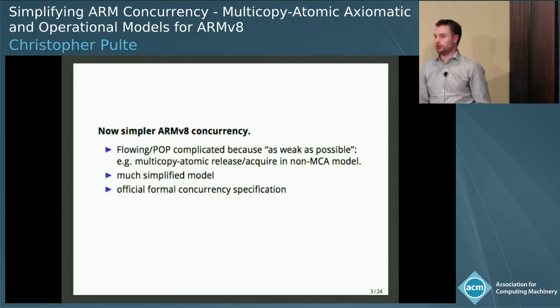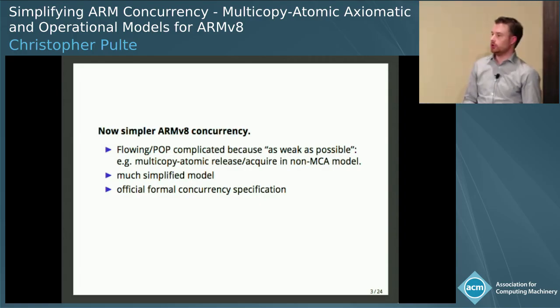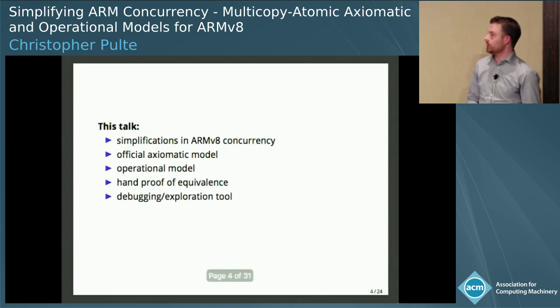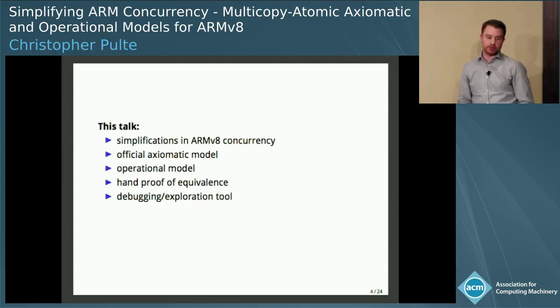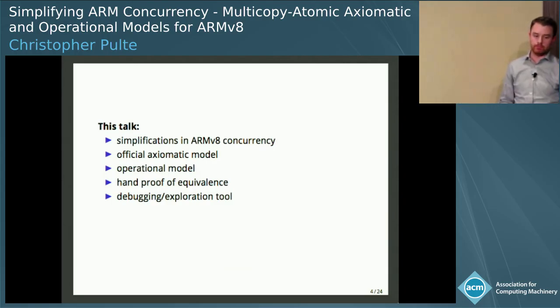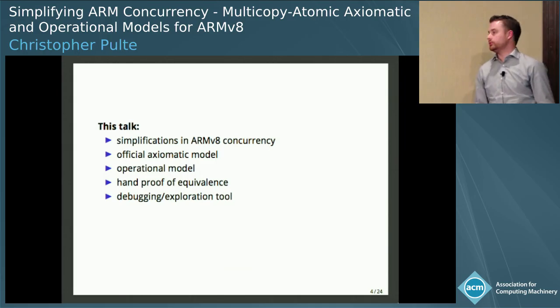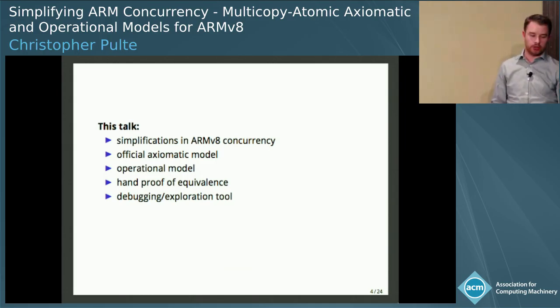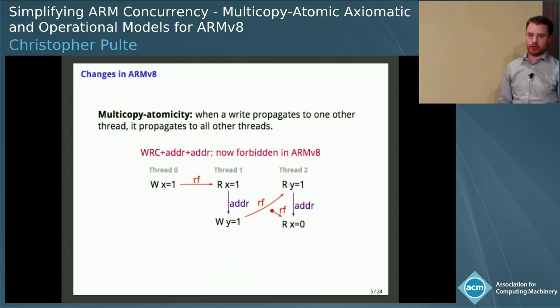There's now a much simplified concurrency architecture, and for the first time, ARM has an official formal concurrency model as part of the architecture documentation. And so I'd like to talk about the simplifications that ARMv8 brings, the official axiomatic concurrency model, a simplified operational concurrency model, a hand proof of equivalence between the two, and a testing and debugging tool built on top of the operational model. And I'll start off by talking about the simplifications in the behavior the revised architecture brings.